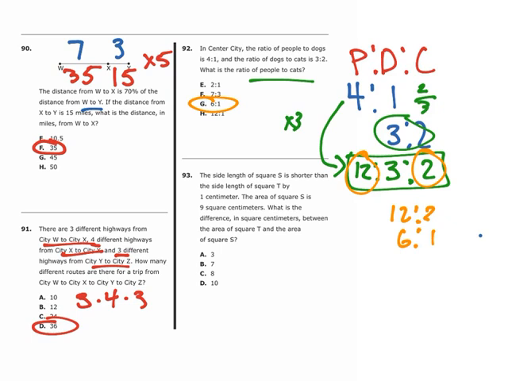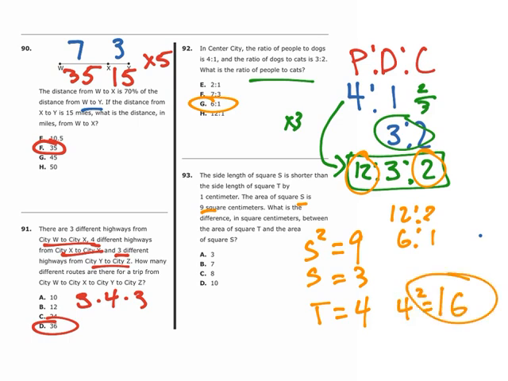93 also turns out to be pretty easy. It says the side length of square S is shorter than T by 1. The area of S is 9. All right, so if the area of S, like the side squared, is 9, then the side is going to be 3. And it says the side of S is 1 shorter than T, so T has a side length of 4. So the area is 4 squared, which is 16. So we want to know the difference between 16 and 9, which is just going to be 7. So that's a pretty easy one.